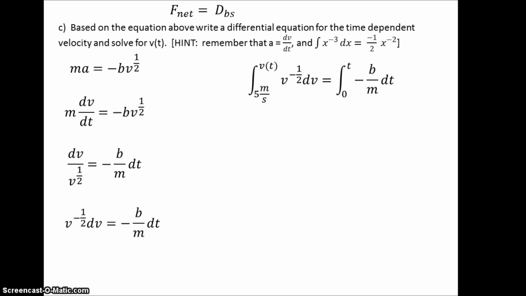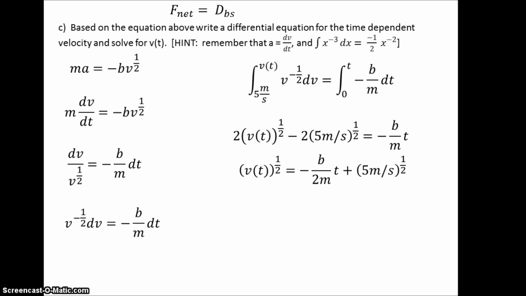When I integrate, the power increases by 1, so it's going to be v to the 1/2 divided by the new power. So plugging in v of t and 5 meters per second, on the right hand side it's t to the 0 power, so it becomes t to the first power. And now we can move the minus 2 times 5 meters per second raised to the 1/2 to the other side and divide by 2. And then we can square both sides, have to do FOIL on the right. And finally we get an equation for the velocity.